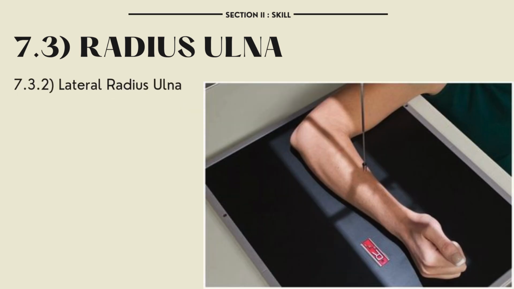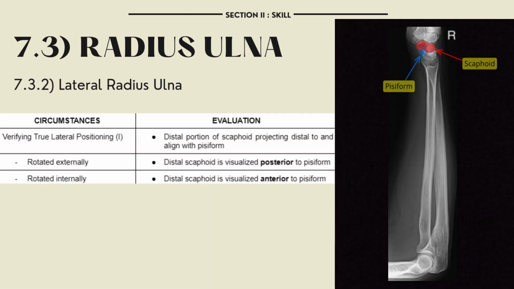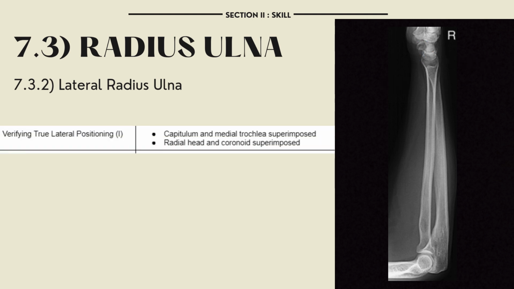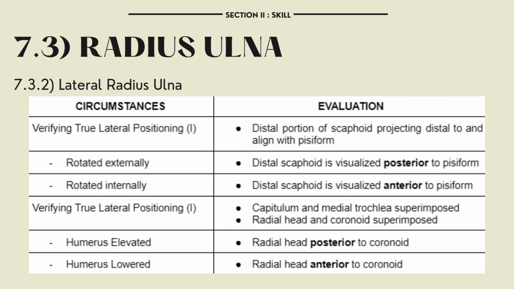In lateral radius ulna, we need to verify if it is in true lateral positioning or not. Firstly, evaluate the distal portion of the scaphoid, where it should be projecting distal to and aligned with the pisiform, similar to lateral wrist. Moreover, the capitulum and medial trochlea should be superimposed. The radial head and coronoid also should be superimposed. If the radial head is posterior to the coronoid, the humerus is elevated. If the radial head is anterior to the coronoid, then the humerus is lowered. Adjust the position accordingly to achieve true lateral positioning.